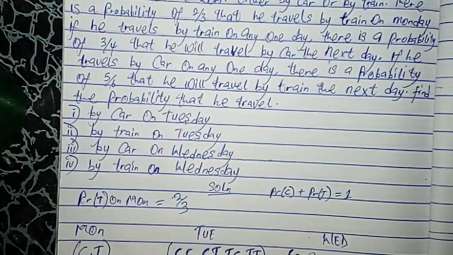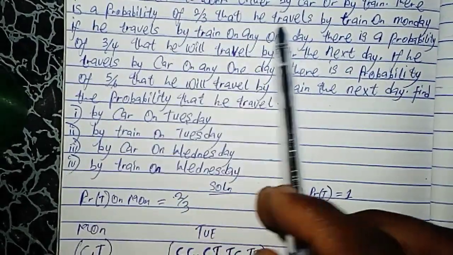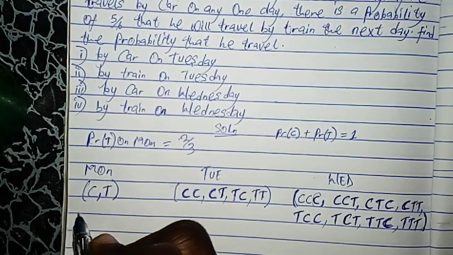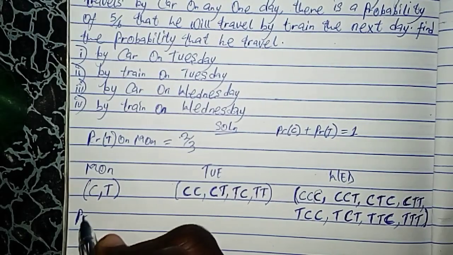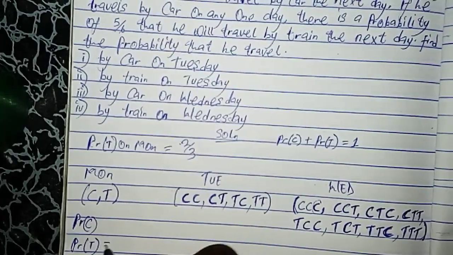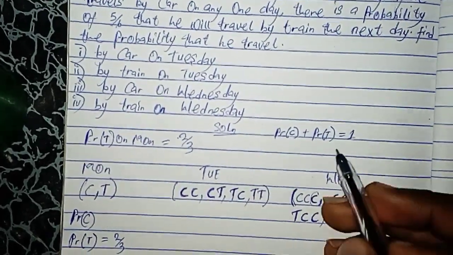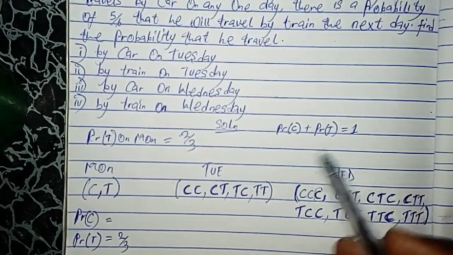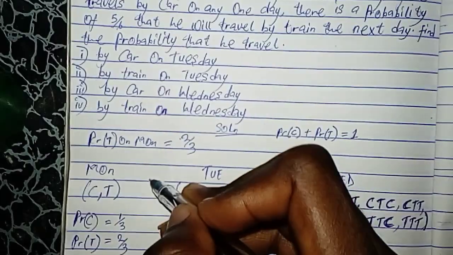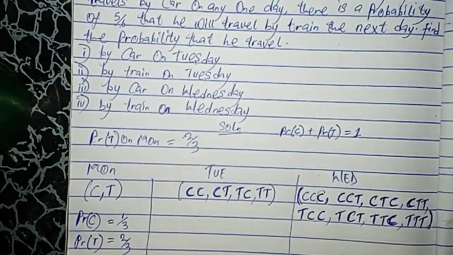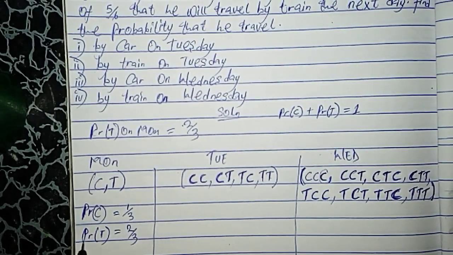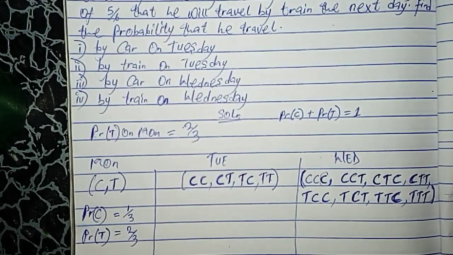So from the question, it says there is a probability of 2/3 that he travels by train on Monday. This is Monday. Now the probability of him traveling by car for first, we don't know. But by train, it says it's 2/3. But from this formula I just generated, we can actually solve for car, which would be 1 minus 2/3, and that is 1/3. Now we get that the probability of him traveling by car on Monday is 1/3, and the probability of him traveling by train on Monday is 2/3.